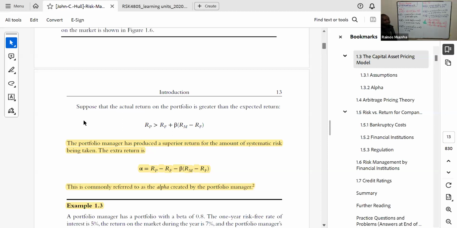So that's the same formula that they're giving us on page 11 on how to determine your alpha, which is your excess returns. And remember, this calculation of your alpha, your excess return, can be positive if the actual return on the portfolio is more than the expected return. At the same time, your alpha can also be negative if the actual return on the portfolio is less than the expected return. Are we on the same page?